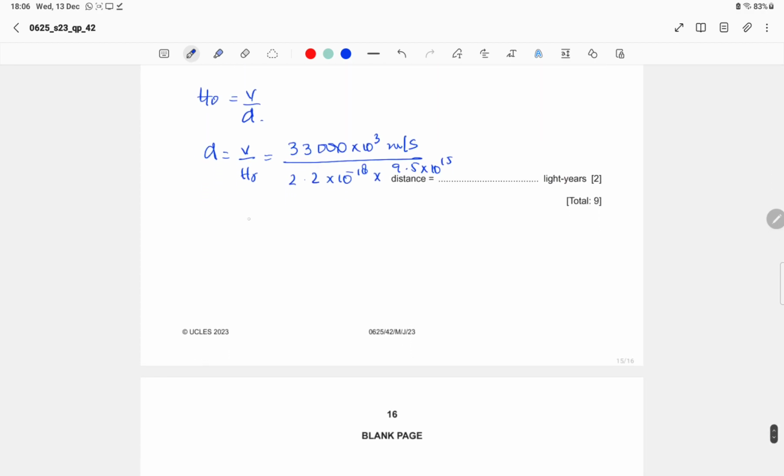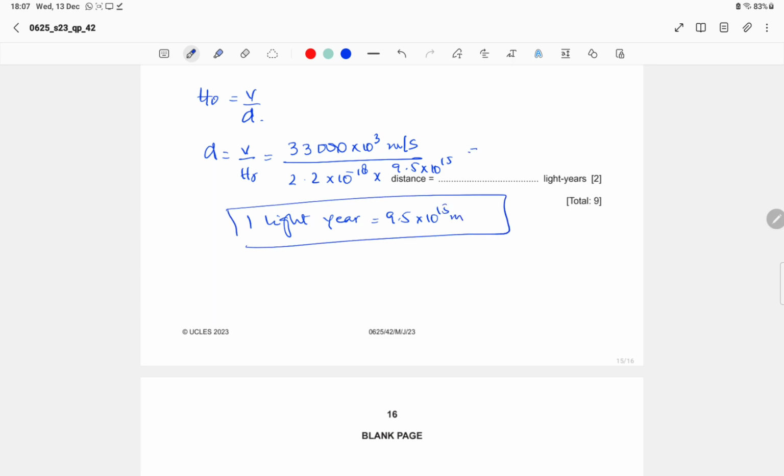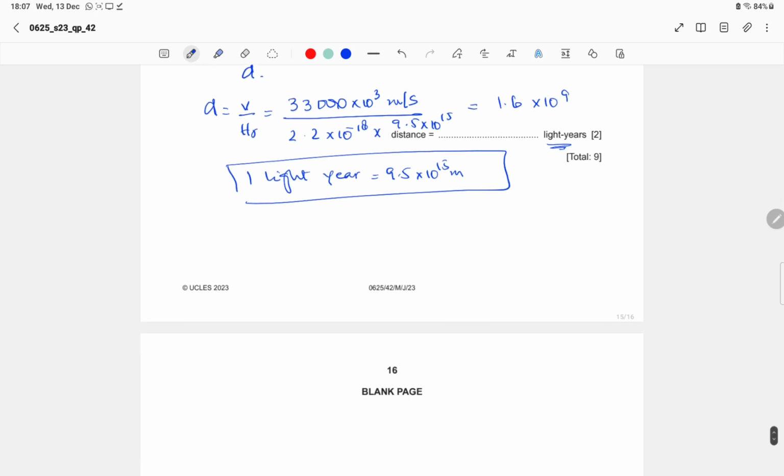So 1 light year is equal to 9.5 times 10 to the power 15 meters. When you do the calculation, it is 1.6 times 10 to the power 9 light years. Basically you need it in light years, so that's why you have to divide by this. So that's it.